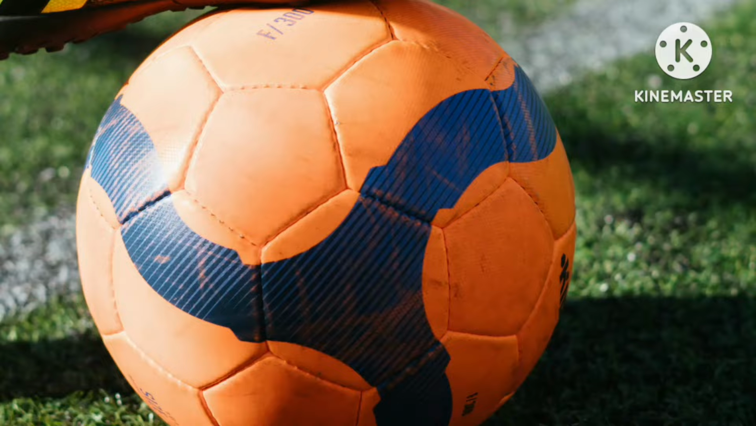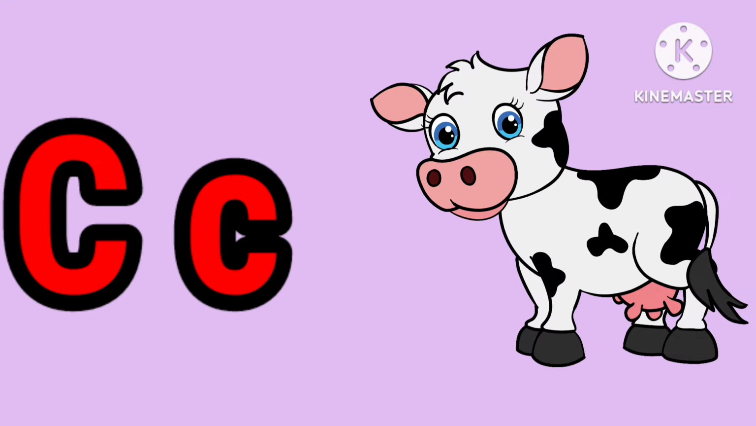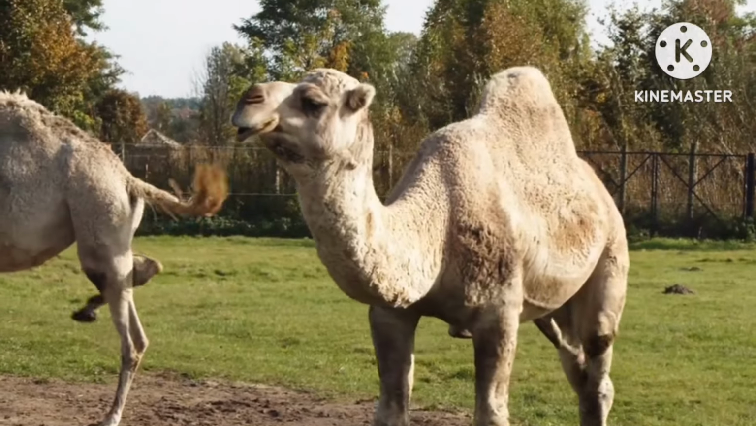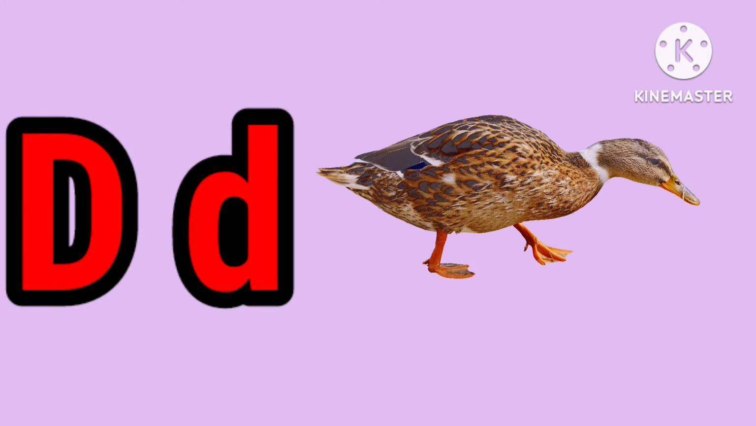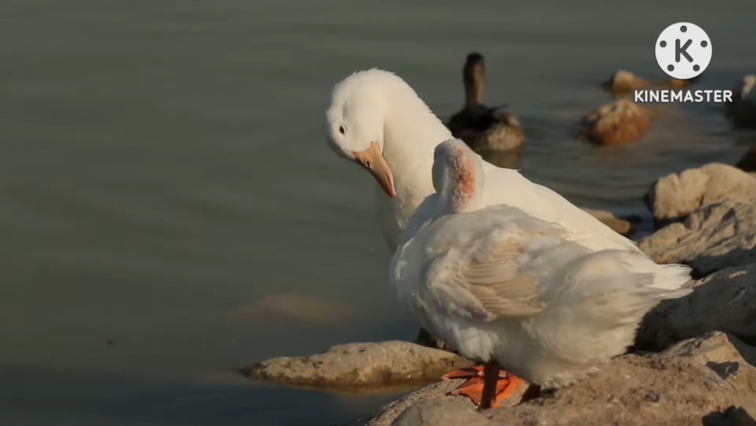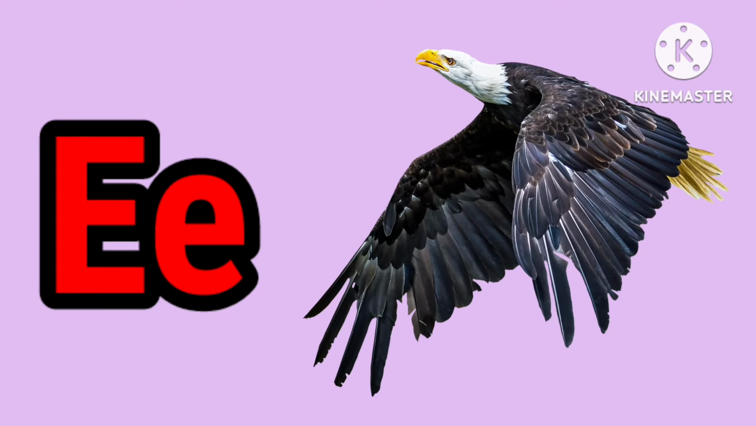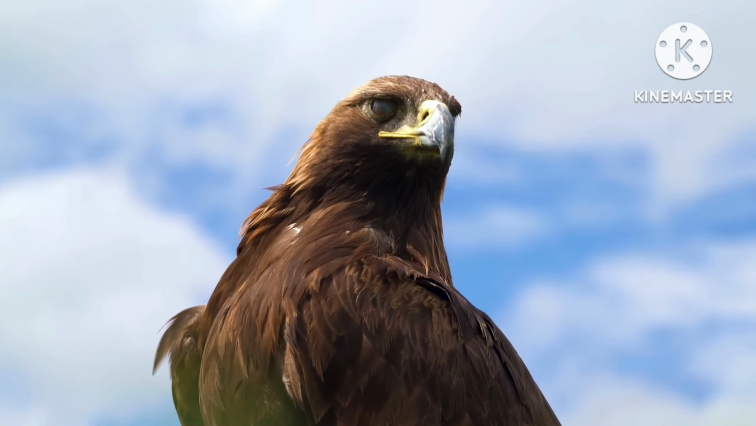B for ball, ba ba ba ba. C for cow, C for camel, ka ka ka ka. D for duck, D for dinosaur, da da da. E for elephant, E for elephant.